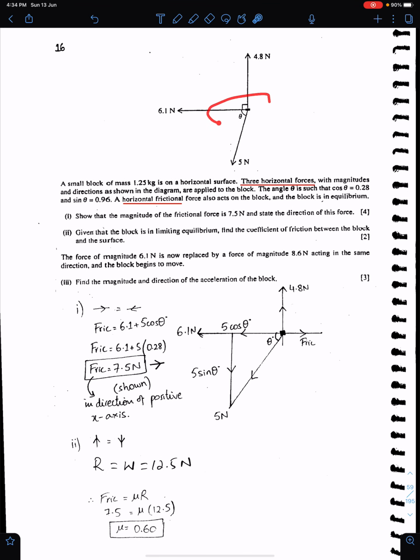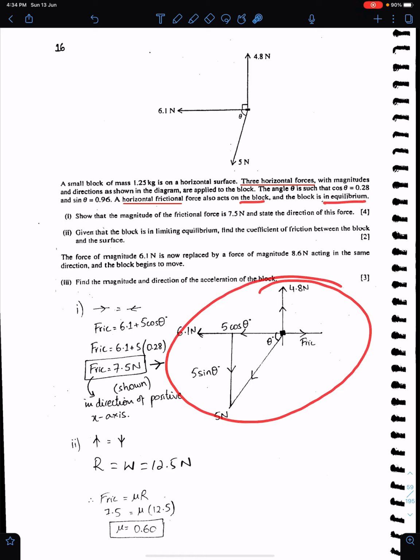Example 1. A small block of mass 1.25 kg is on a horizontal surface. Three horizontal forces. This is the concept of this lecture. And horizontal forces means we will ignore the normal reaction and weight of this block, with magnitudes and directions as shown in the diagram, are applied to the block. Cos theta is 0.28 and sin theta is 0.96. A horizontal force, frictional force, also acts on the block, and the block is in equilibrium.